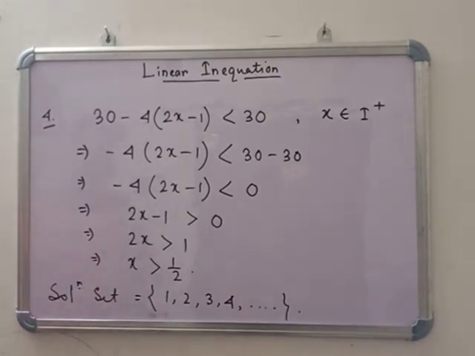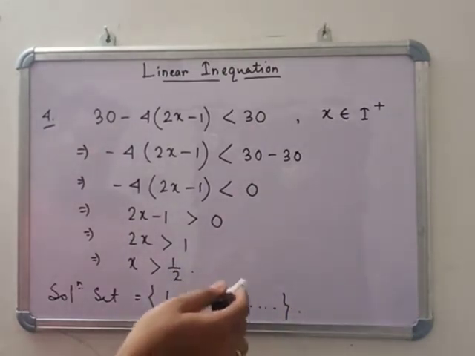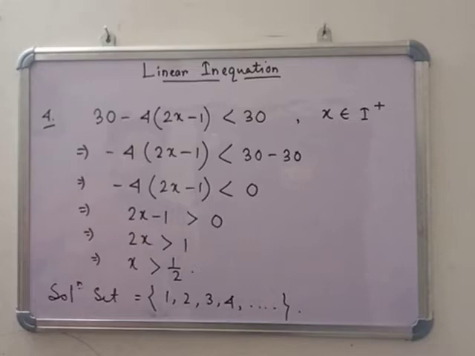That means all the numbers, that is positive integers, that is 1, 2, 3, 4 up to infinity, are in the solution set. Read the question properly. If the question says to represent the solution set on the number line, then you have to draw the number line, otherwise not. Okay, next one.